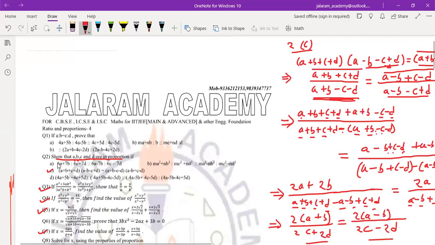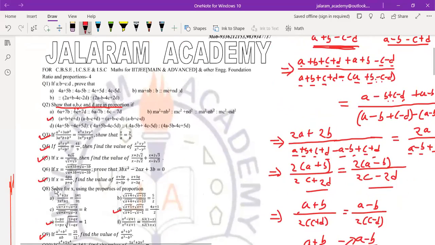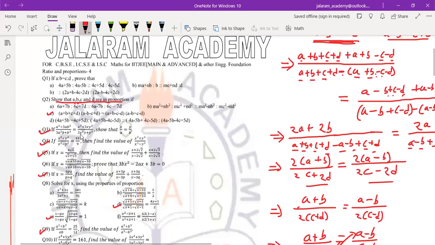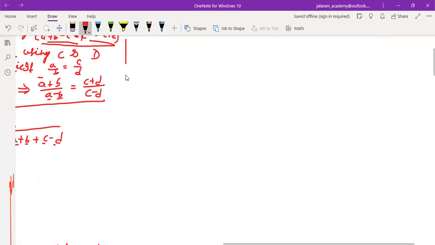Again, question number 3. A cube plus 3AB square over 3A square B plus B cube equals to x cube plus 3xy square over 3x square y plus y cube is given, and we have to show that x by A equals to y by B.